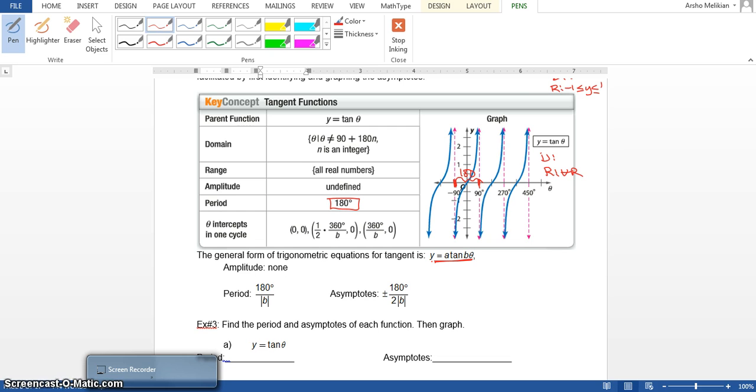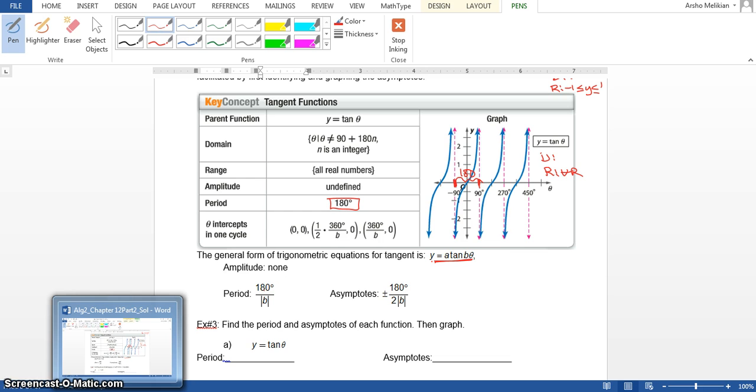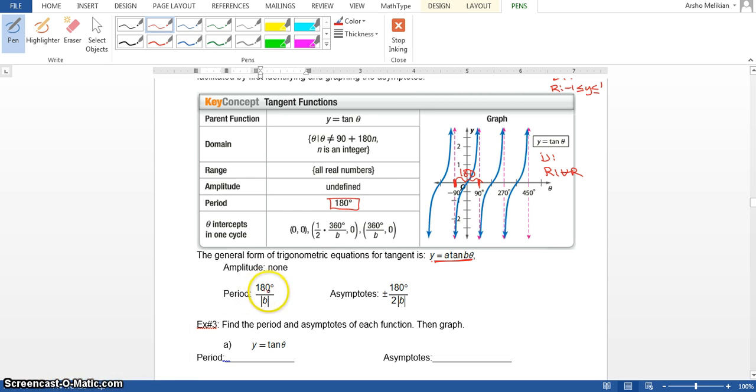the equation for the tangent will look like. So it's going to be A tangent B theta, just like for the sine or cosine. So it'll be, for example, 5 tangent 2 theta. From that, we can extract the period. It'll be 180 over B this time. So this is what you have to watch for. For sine or cosine, the period would have been 360 over B. Now it's 180 over B for tangent.